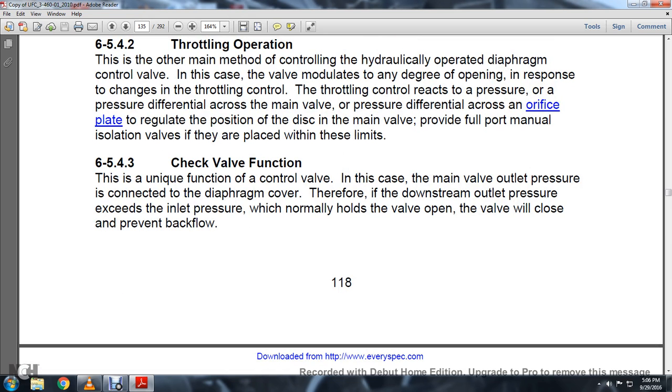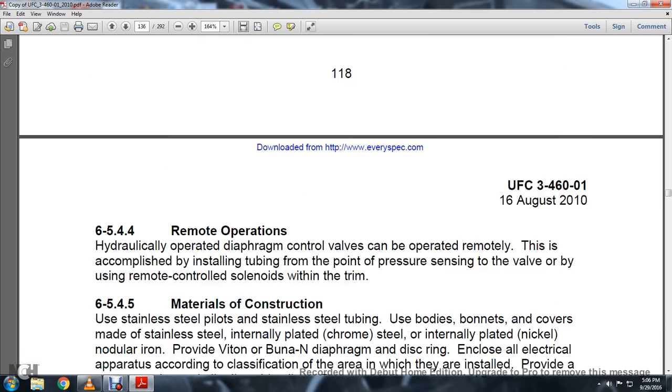5.4.3 Check valve function. This is a unique function of the control valve. In this case, the main valve outlet pressure is connected to the diaphragm cover. Therefore, when the downstream outlet pressure exceeds the inlet pressure, which normally holds the valve open, the valve closes and prevents backflow.